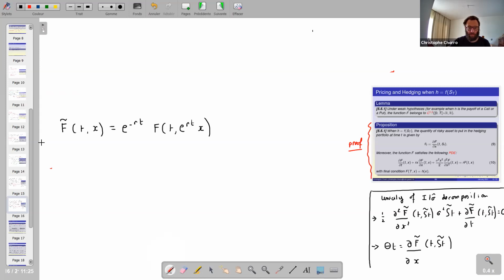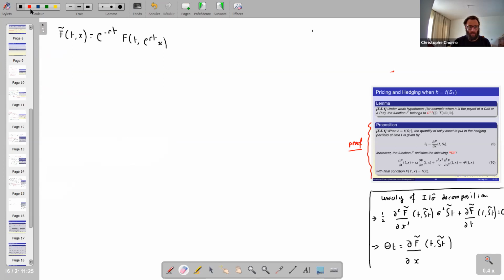And I will just copy what I have written here. So f tilde of t, x is equal to what? Exponential minus rt, f of t, exponential rt of x. And so I can erase this part. Okay, so now what do I have? I have this one and this one, and I want to express these two using the partial derivatives of f instead of the partial derivatives of f tilde. So let's do the job.